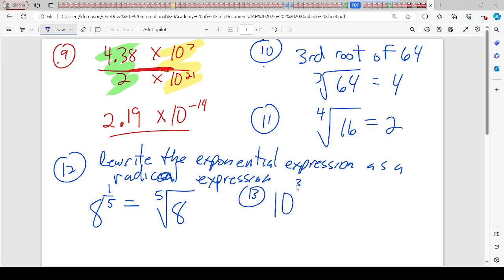10 to the 3/7 power. If I want to write that as a radical expression, I'm going to have a radical that's going to have 7 as my root, and I'm going to have 10 to the third power. You need to know what 10 to the third power is. It's 1,000. Your exponent just tells you how many zeros you got.